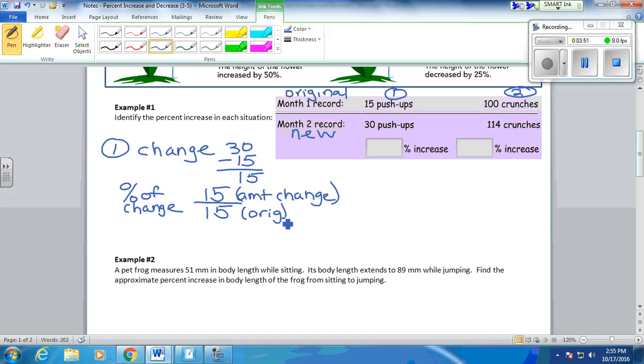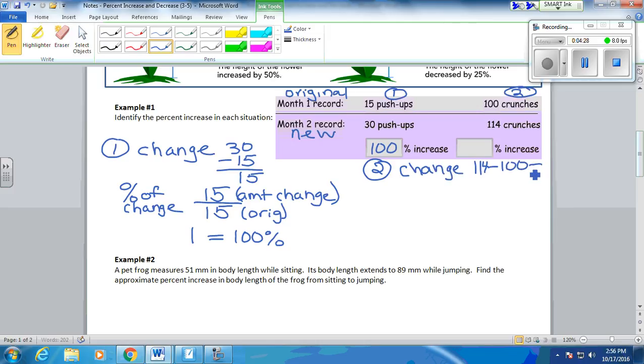When you do 15 divided by 15, that's going to give us a whole number of 1, but again, in order to change a decimal or a number to a percent, I have to multiply by 100, so I actually get 100% increase. It means I was able to do everything in the first month plus what I did in the first month again, so that's 100%.